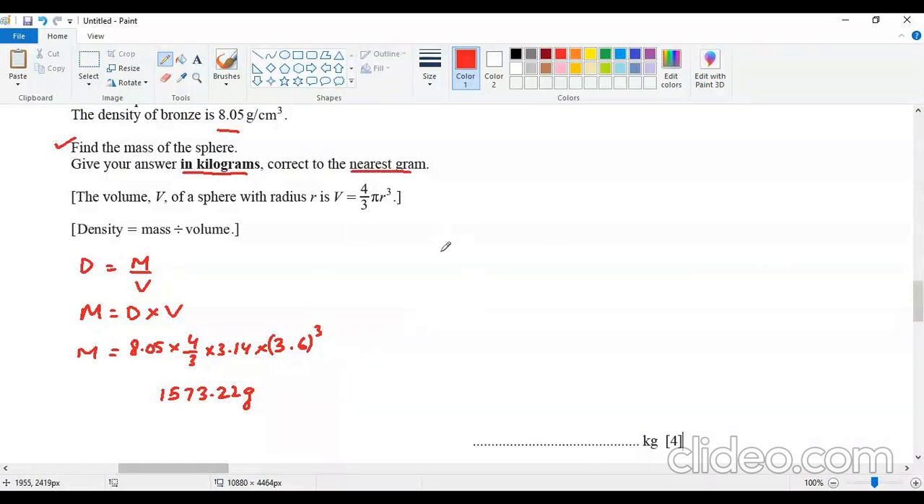Now 1573.22 when divided by 1000, as there are 1000 grams in 1 kilogram, so your answer is going to be 1573, or you can write 1.57 kilograms.